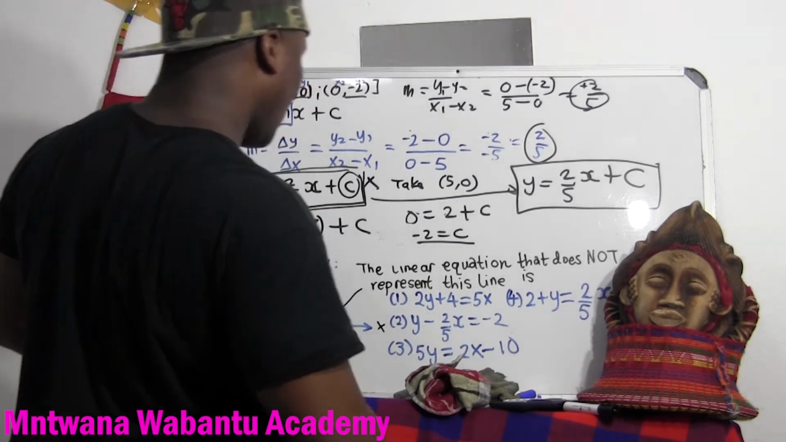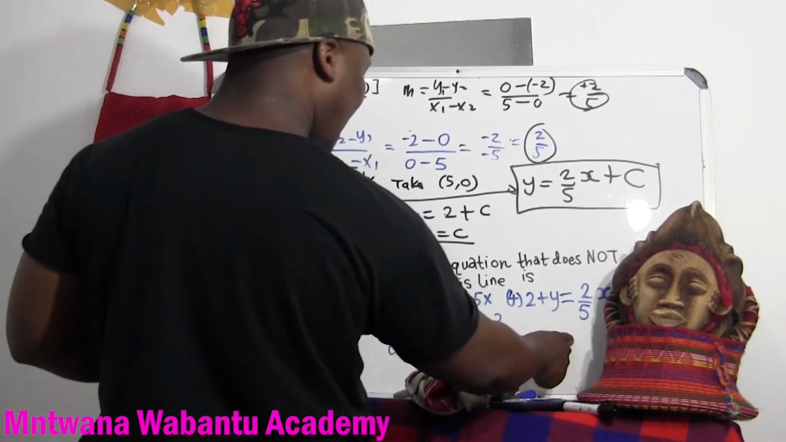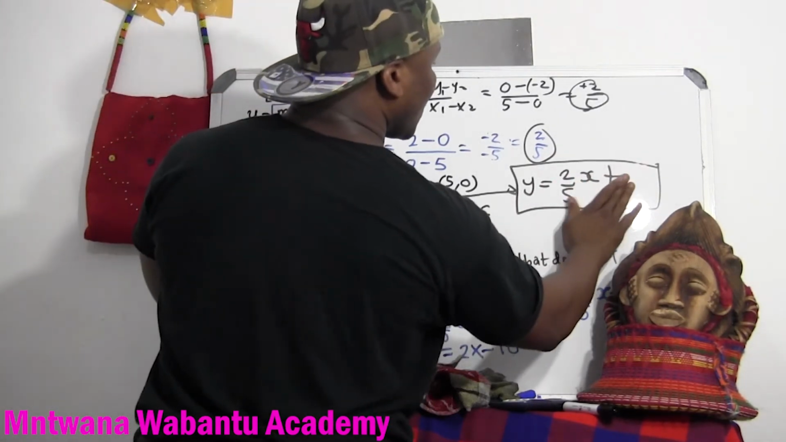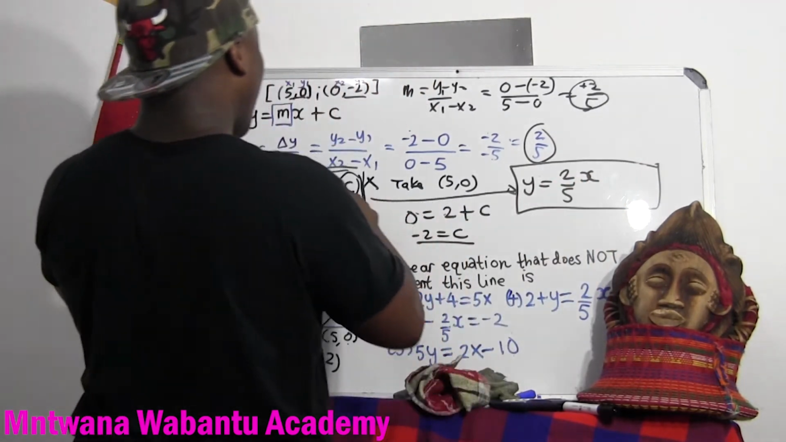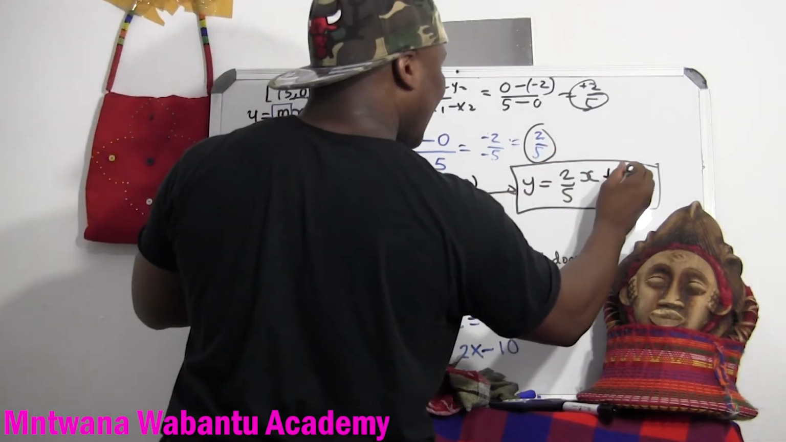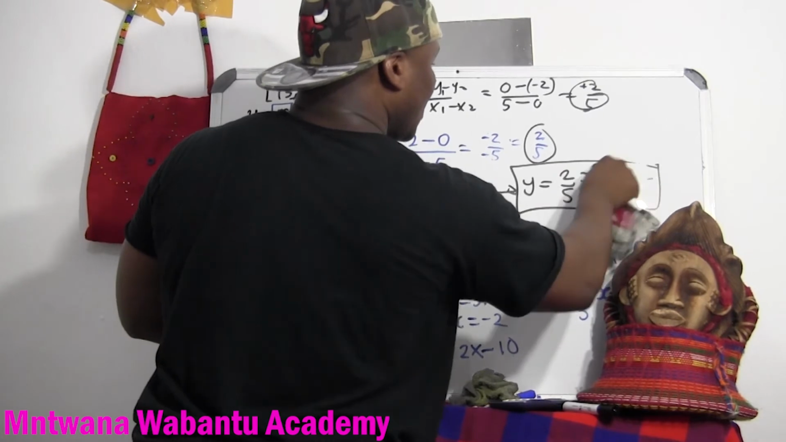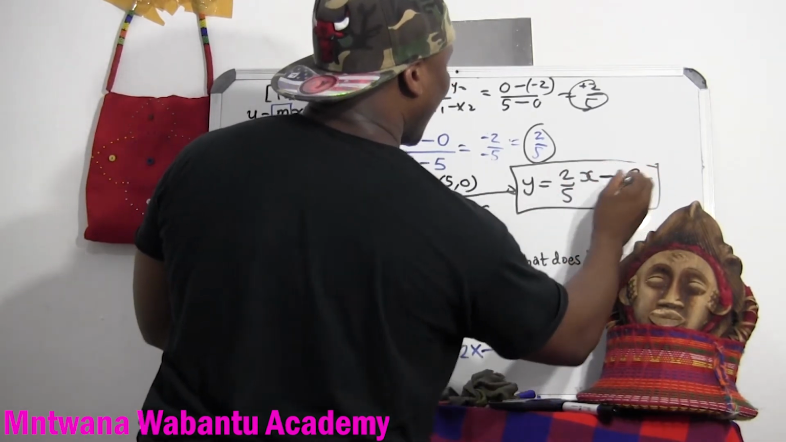So now, let's go. We know the value of c. What is c? C equal to negative 2. So it's going to be plus c, so it's like plus negative 2. Plus and minus, minus. So minus 2. I apologize, guys. Minus 2.